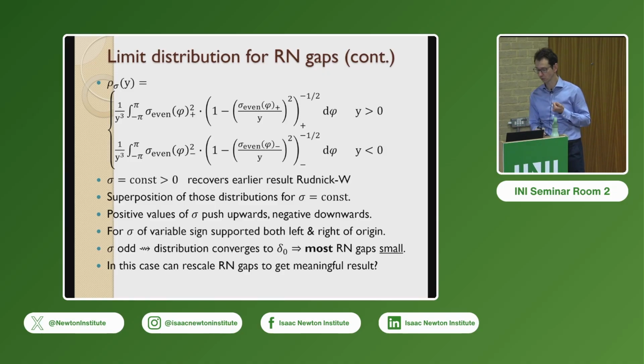And the question is whether or not, in this case where sigma is odd, we can rescale the Robin and Neumann gaps so that we get a meaningful result.